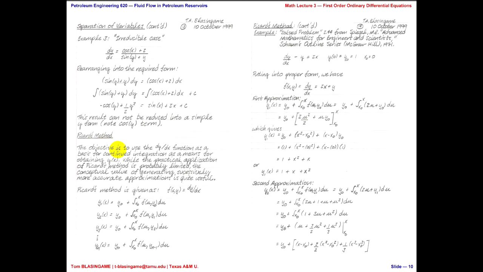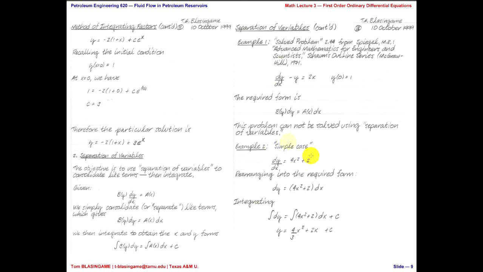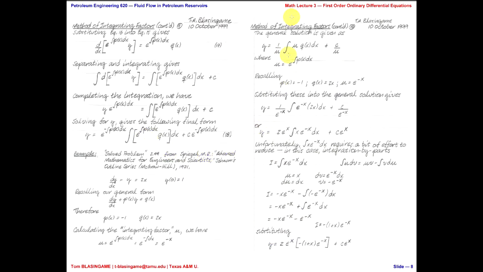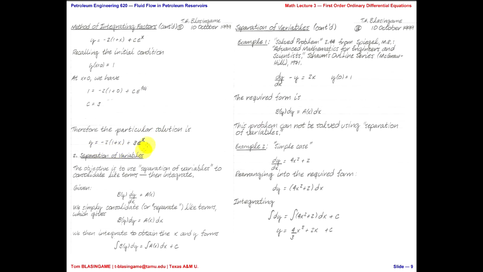So Picard's method is basically to construct a polynomial based on the successive integration and addition of terms. So in this example that we already showed, well, in the notes there is another example to apply the integrating factor method. So it ended up with this exact solution. But okay.